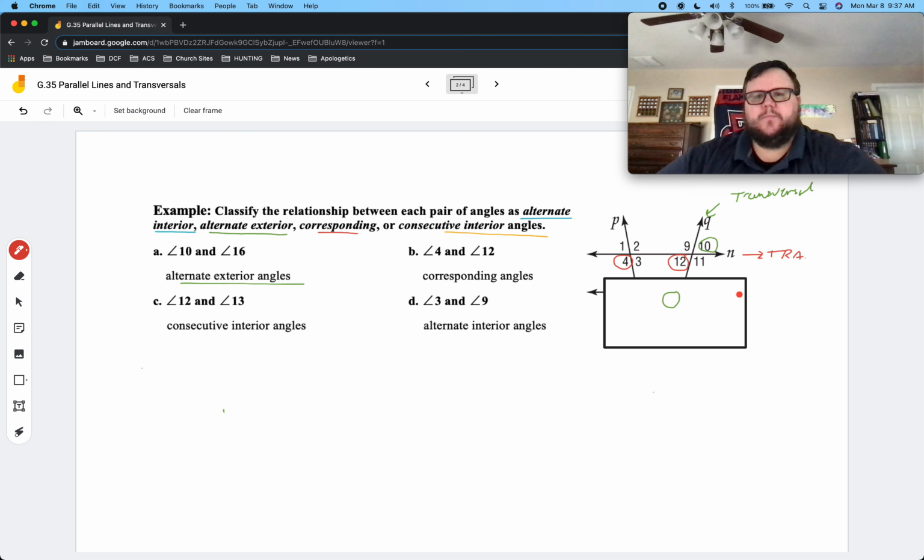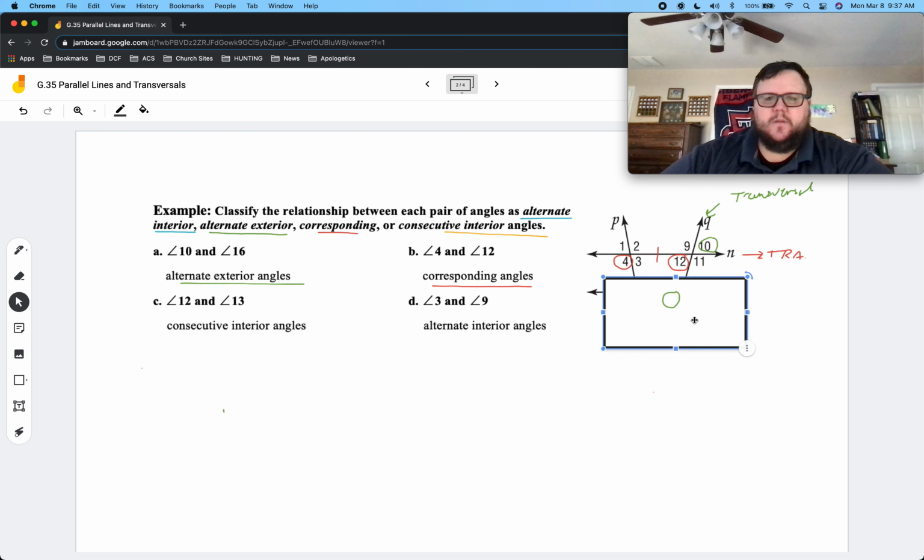Transversal. I'll just leave it at that. So 4 and 12. What they're saying is if I cut this line here and I slid this over, what would they be? 12 and 4. They line up in the same spot. So that's why we call them corresponding angles. So they are called corresponding angles.